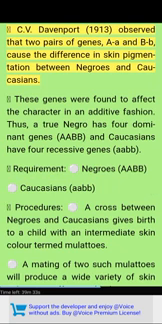C. B. Davenport in 1913 observed that two pairs of genes, AA and BB, cause the difference in skin pigmentation between Negroes and Caucasians. These genes were found to affect the character in an additive fashion. Thus, a true Negro has four dominant genes, AABB, and Caucasians have four recessive genes, aabb. Requirement: Negroes, AABB.